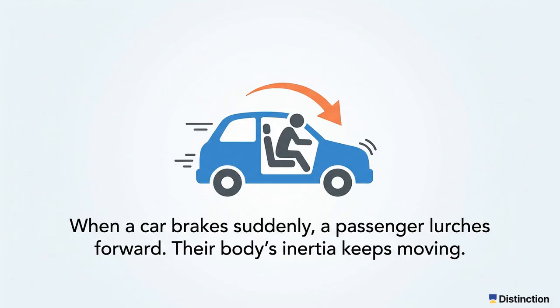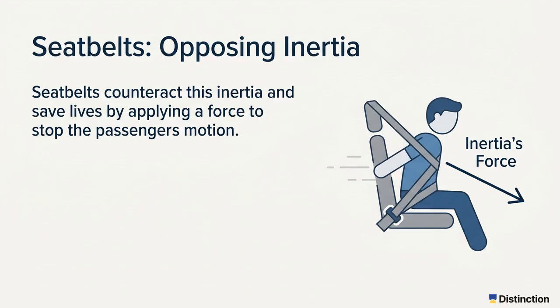Another example. When a car brakes suddenly, a passenger lurches forward. That's because their body's inertia keeps moving. Seat belts counteract this inertia and save lives by applying a force to stop the passenger's motion.